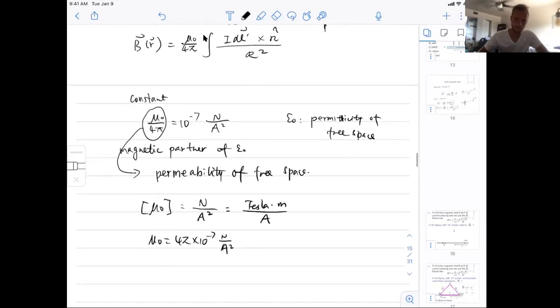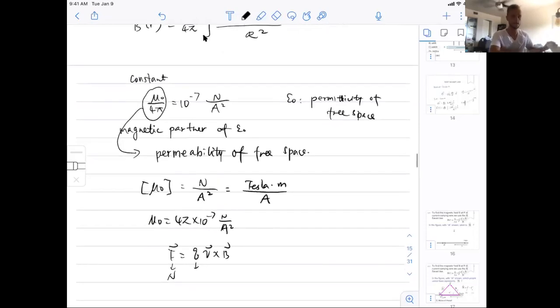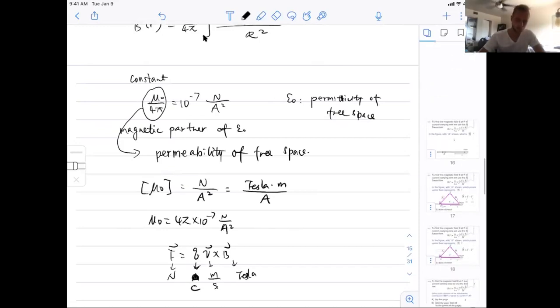For example, if you don't recall how they're all related, you can start with force is qv cross B, and you can plug in newtons, plug in coulomb. Now coulomb becomes current times time, right? This is coulomb, and this is meters per second, and then coulomb per second gives you the current, amp, and this gives you Tesla. So you can always figure out how they're related. You don't have to memorize it.